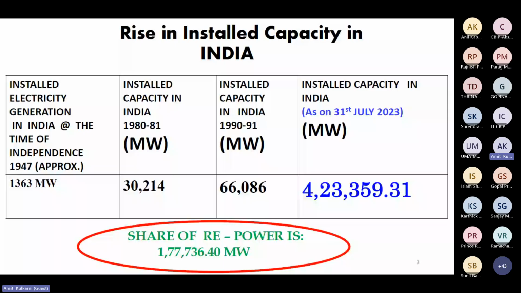Generally, I like to start with this basic slide to give an idea of what we were and what we are as far as installed generation capacity in India is concerned. You can see that during independence we just had 1300 plus megawatts, whereas now we have 4 lakh plus. And out of that, the share of RE is huge, 1,77,000 plus. And in coming years, we are dreaming, targeting to have RE power.